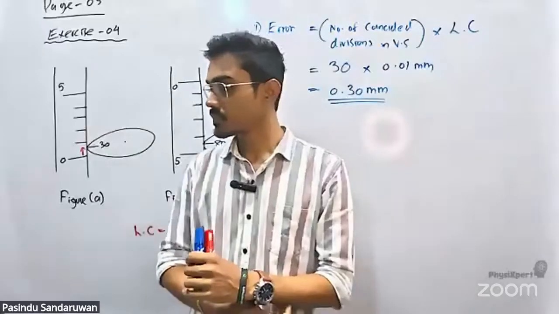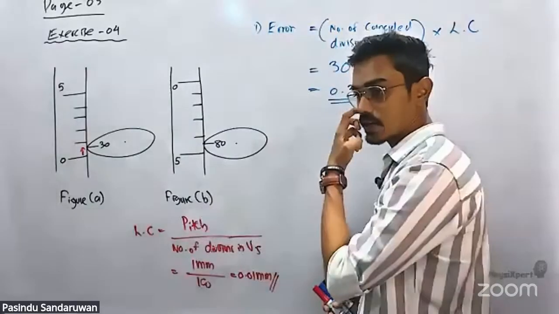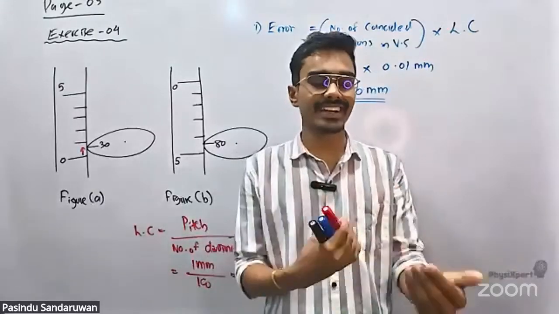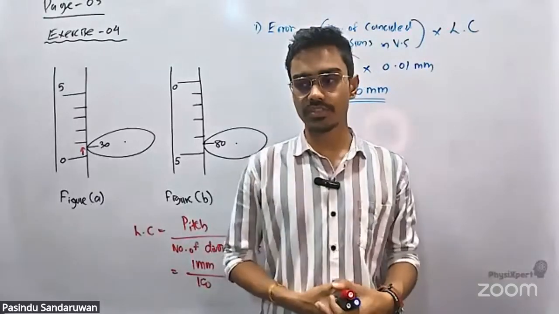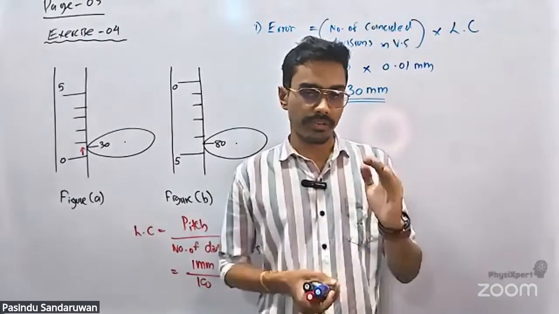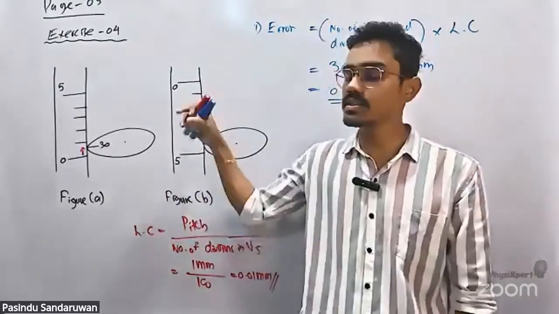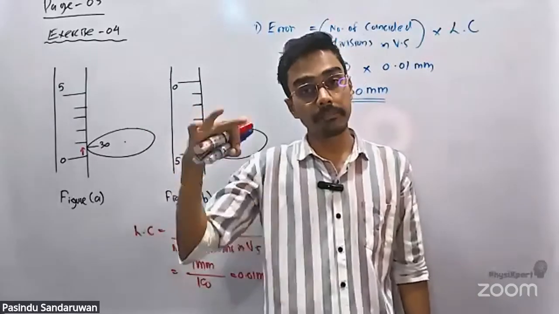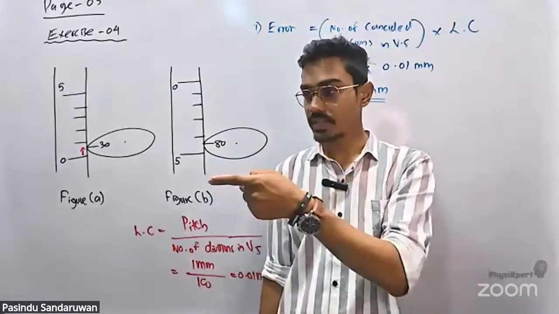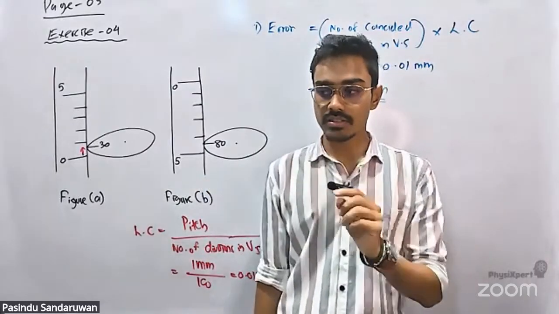Next one. What's the apparent reading of figure B? Now, when you deal with spirometers, there are a few things to be followed. The way we read a reading above zero is different from the way we take a reading below zero. Here a depth is measured, it says in the question.